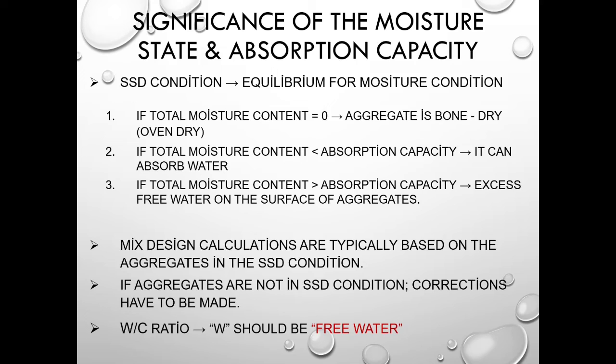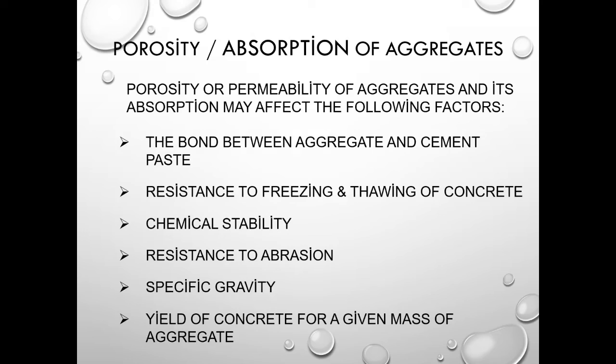If the aggregates have surface moisture or free water on the surface, we will then need to reduce some of the mixing water for the simple reason that the aggregates are contributing the mixing water to the mix. Not only does porosity and absorption of the aggregates influence the amount of water required for the mix, it has effects in different ways. It can affect the bond between the aggregate and the cement paste, the resistance to freezing and thawing of the concrete, its chemical stability, its resistance to abrasion, the specific gravity, and the yield or the volume of the concrete for a given mass of aggregate.